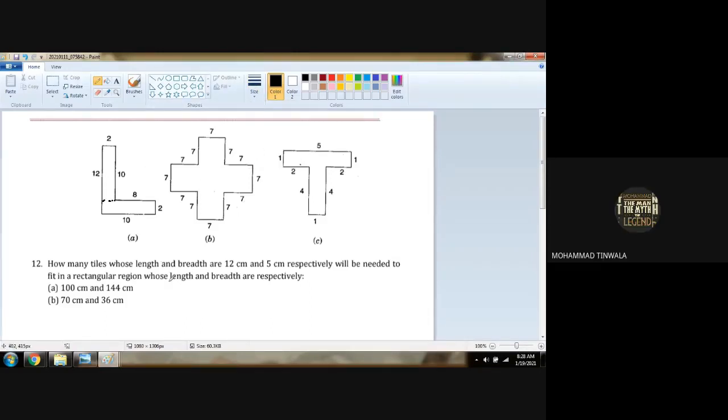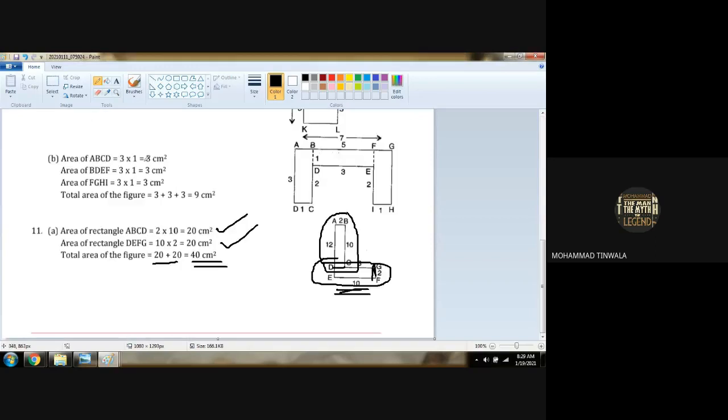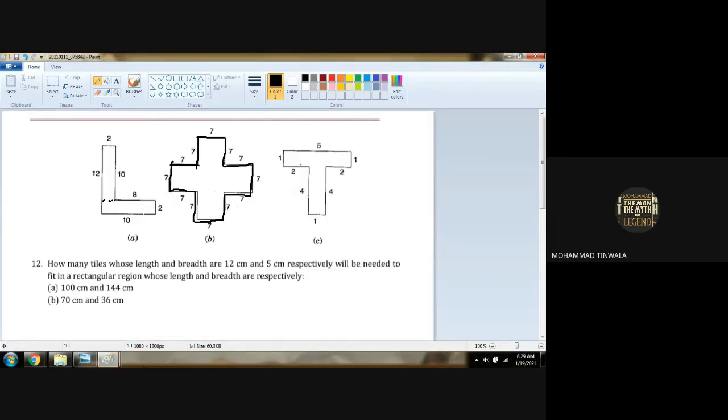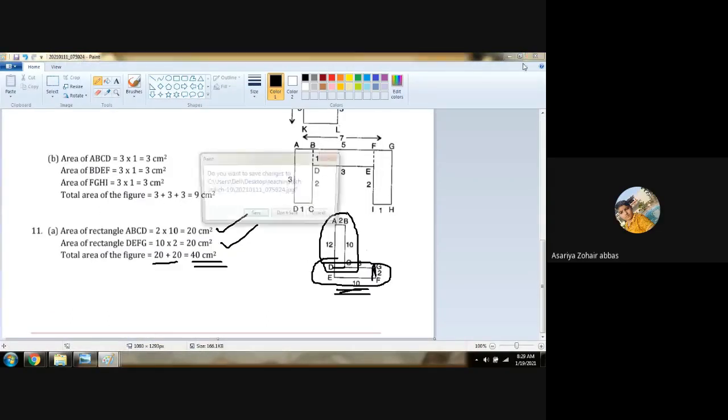Chalo, second diagram. Have you all understood this diagram? Plus sign is there. This length is 7 centimeter. This one is 7. All the things are of 7 centimeter. Can you see here? Sir, we can make this square also. Yes. All the things are of 7 centimeter in this diagram.